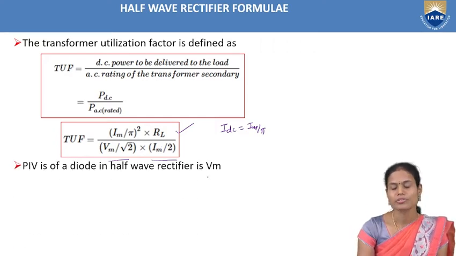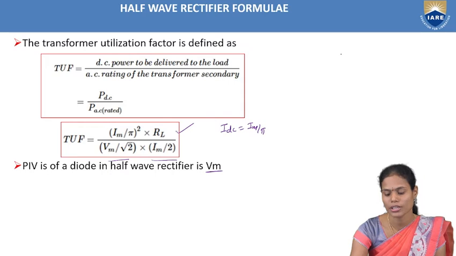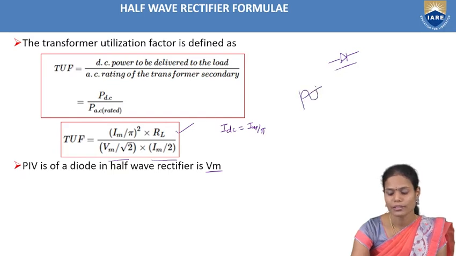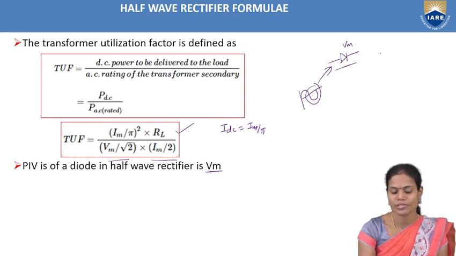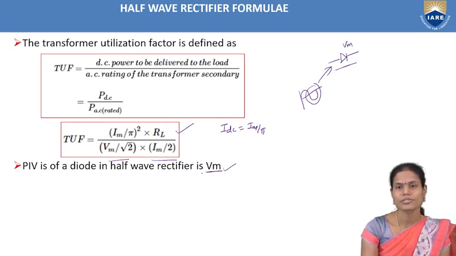And peak inverse voltage in the case of half wave rectifier is Vm. Why it is Vm means in the case of half wave rectifier, we are going to utilize a single diode. So when you are applying the negative half cycle to your diode, in that case the diode is in the off state. But the voltage which appears across it is nothing but the Vm value. So that's why peak inverse voltage is Vm.